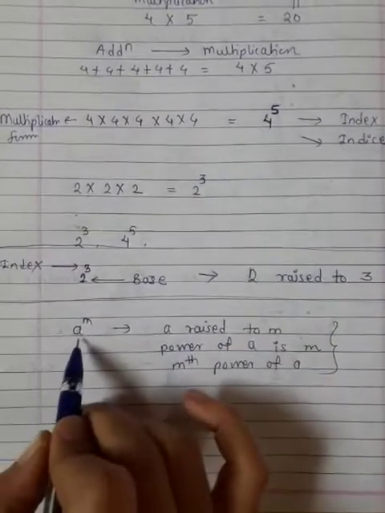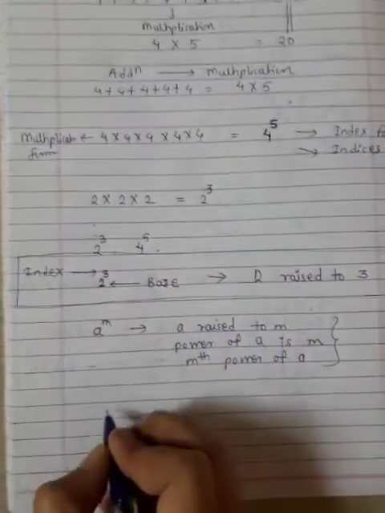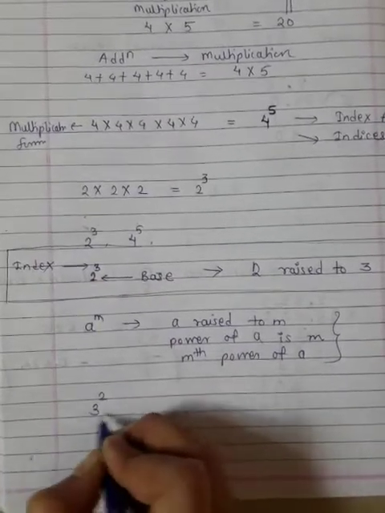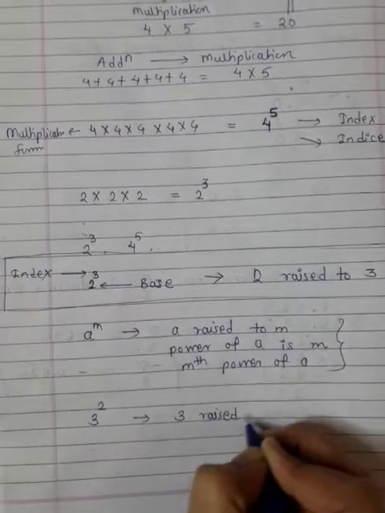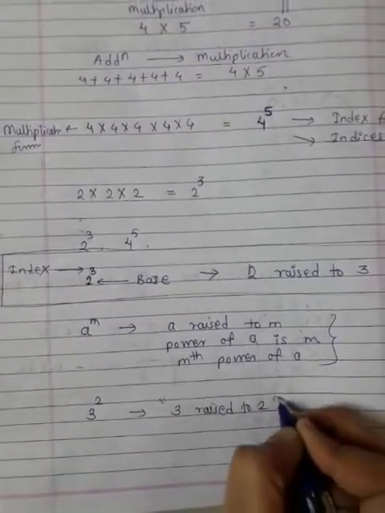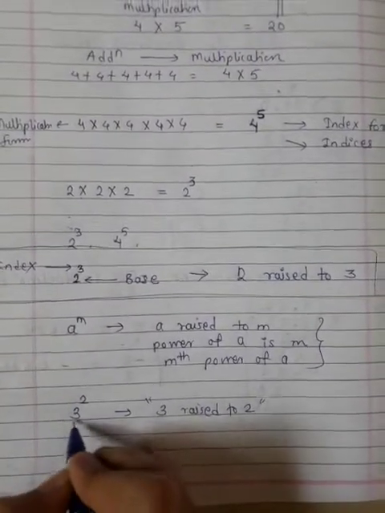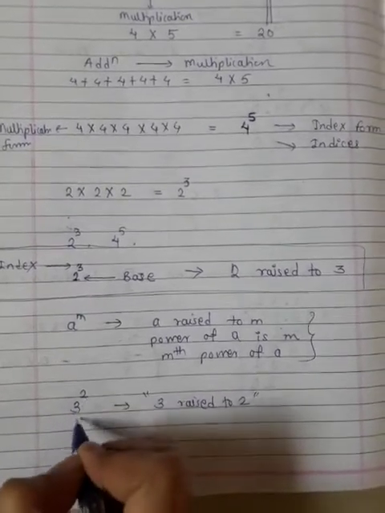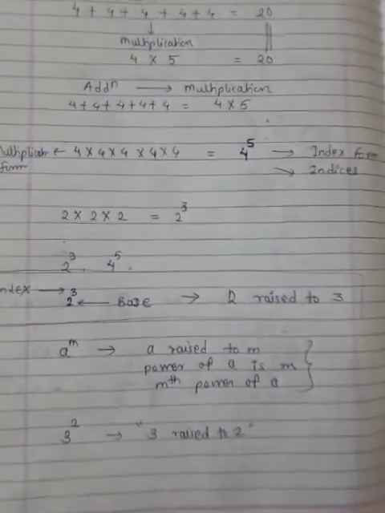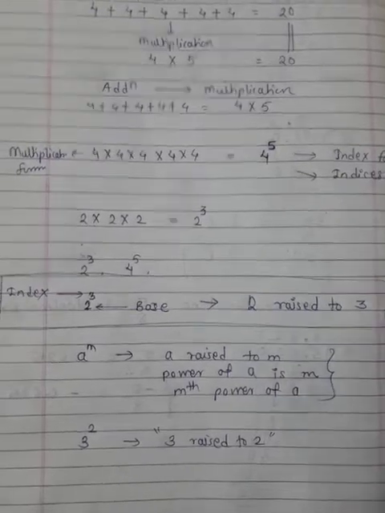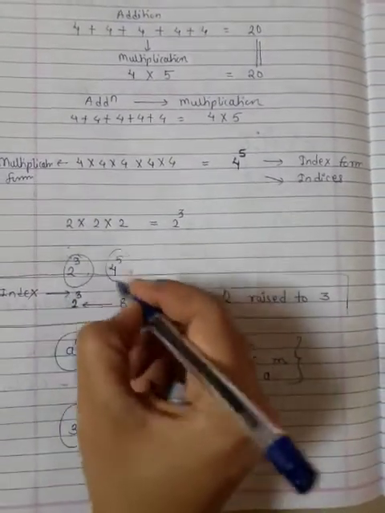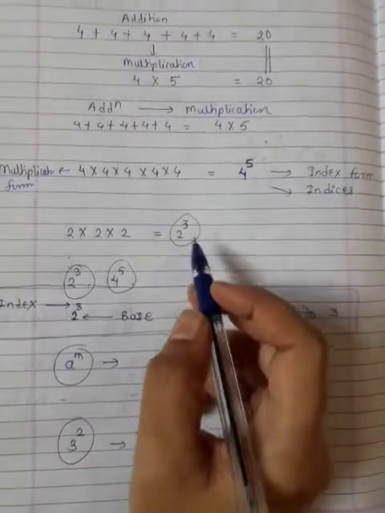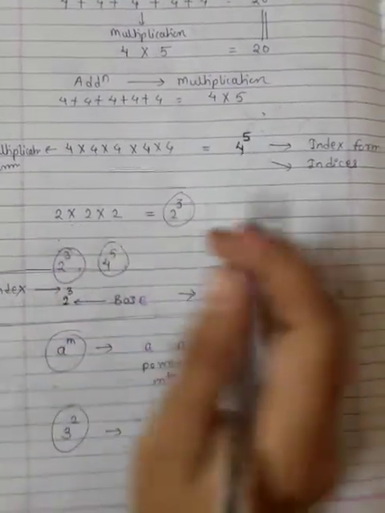Suppose we have the number 3 raised to 2. You read it as 3 raised to 2, or power of 3 is 2, or second power of 3. Now see, such types of numbers are called indices, and they are obtained from multiplication.